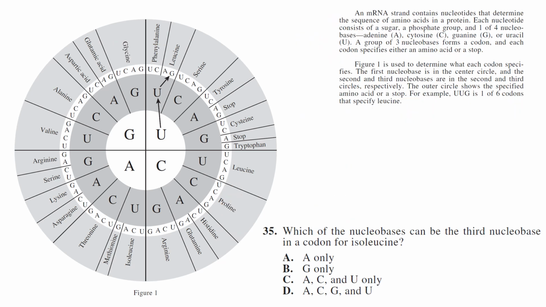Question 35, which of the nucleobases can be the third nucleobase in a codon for isoleucine? I'm not sure I'm saying that correctly, but that's how I'm saying it. So isoleucine we see here, and which can be the third base. The third base is the outer ring, so it can be A, C, and U only, right? Remember, the first is the inner circle, second is the middle circle, and the third base is the outer circle. So A, C, U, C.